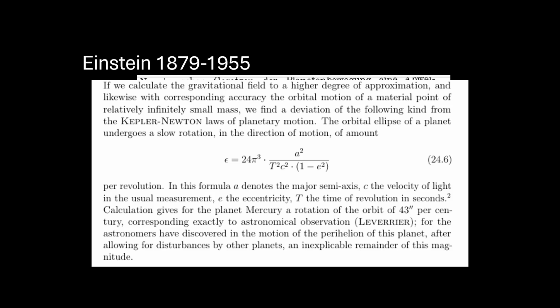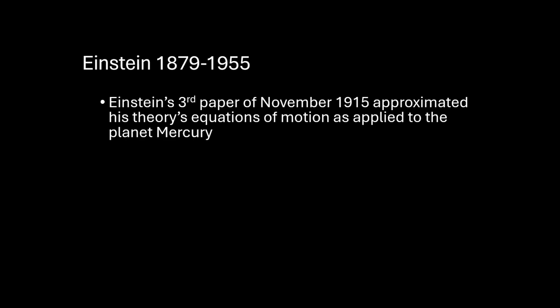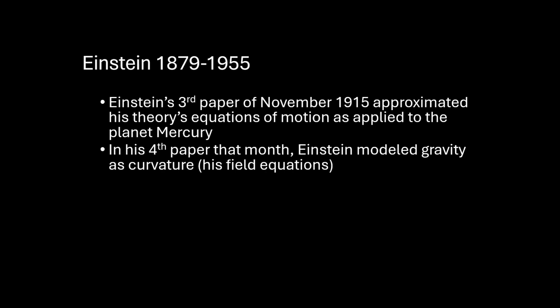It turns out that the problem was Newton's theory of gravity was wrong, and Einstein's theory of gravity is right. Since then, there have been many experiments that have shown that Einstein's theory works better for observations within our solar system than Newton's theory. So Einstein's third paper of November of 1915 approximated his gravitational theory's equations of motion as applied to the planet Mercury. In his fourth paper of that month, Einstein modeled gravity as curvature, giving his field equations.